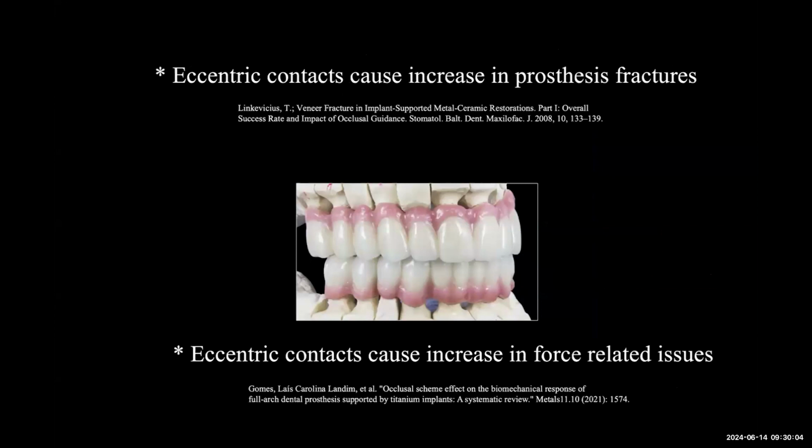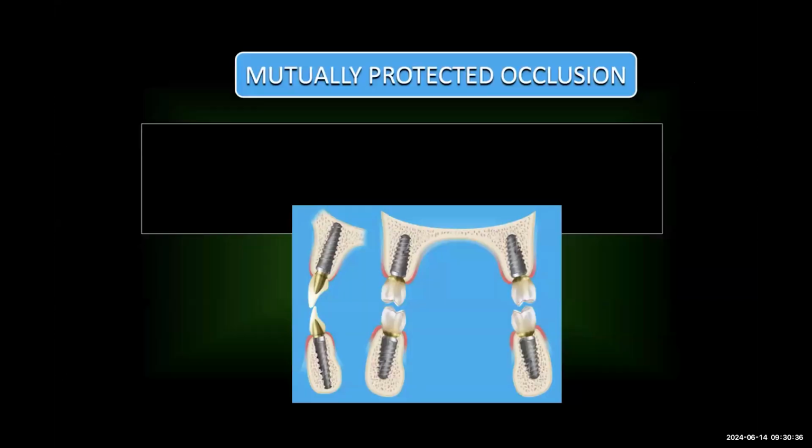Other studies have looked at implant prostheses with eccentric contacts, and this even deals with group function. The top one, eccentric contacts, cause an increase in prosthesis fractures, and the bottom one increases force-related issues, whether it's a screw fracture, screw loosening, or a prosthesis fracture. So it's been well studied and well documented that eccentric contacts are not ideal for a full arch prosthesis.